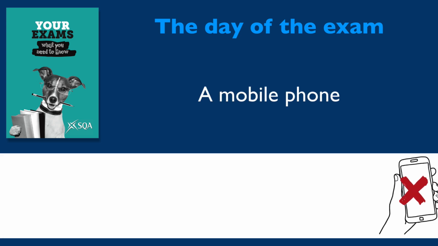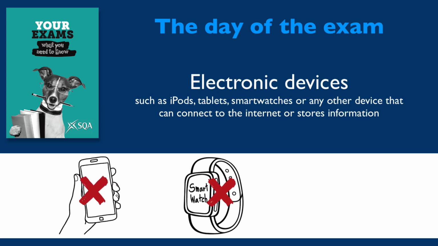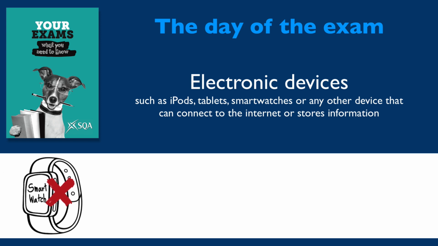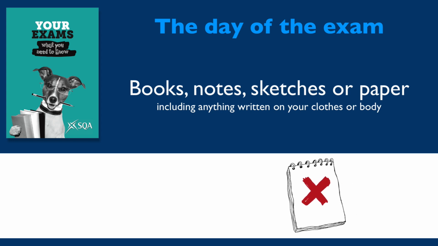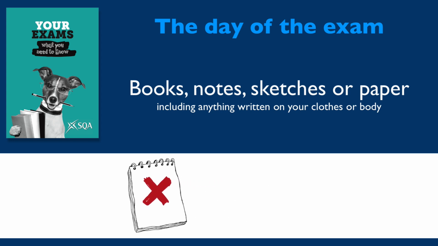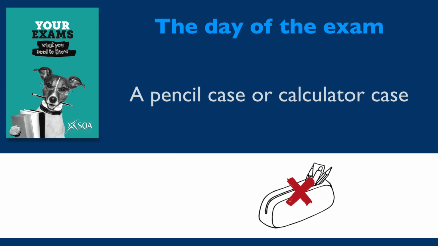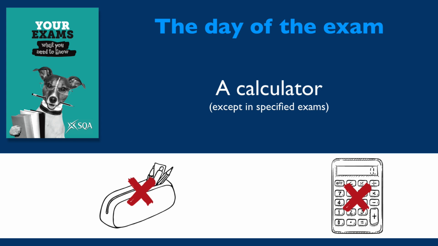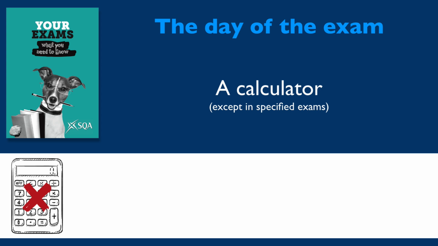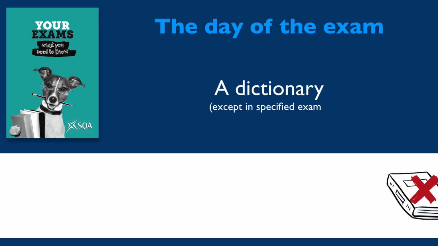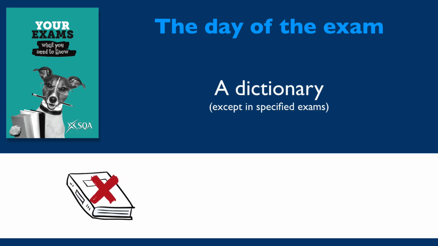A mobile phone. Electronic devices such as iPods, tablets, smartwatches, or any other device that can connect to the internet or stores information. Books, notes, sketches, or paper, including anything written on your clothes or body. A pencil case or calculator case. A calculator, except in specified exams like Maths Paper 2, Physics, Chemistry, and so on. And a dictionary, except again in specified exams like the Modern Languages Reading and Writing papers.